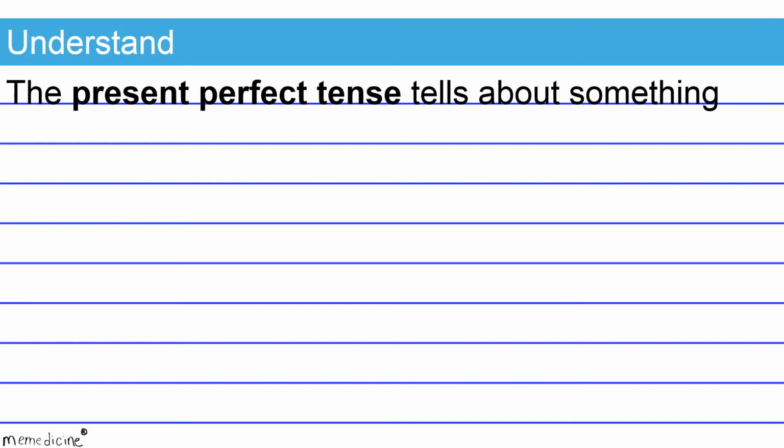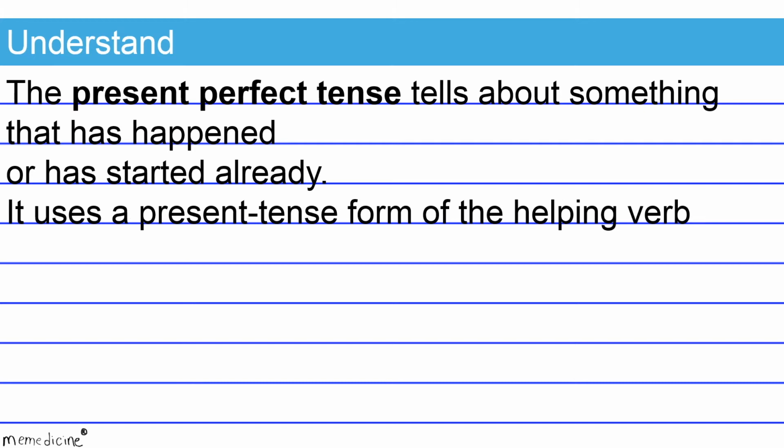The present perfect tense tells about something that has happened or has started already. It uses a present tense form of the helping verb to have, which is either going to be has or have. Note that has corresponds to third person singular subjects, and have will be paired with the first person singular pronoun I, the first person plural pronoun we, the second person pronoun you, and all third person plural pronouns. All right, so that might have been a lot to digest mentally.